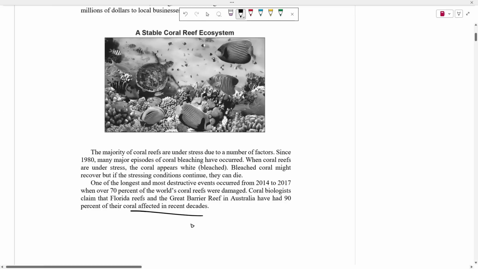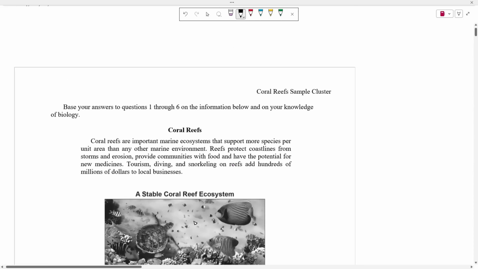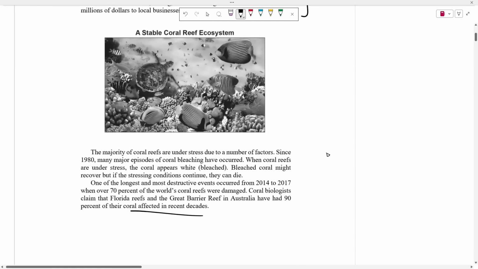So here you can really see what they mean by a storyline, right? This exam follows a storyline fashion because, again, this is telling us a story about coral reefs. We had an introduction to them here, and now we have a problem that the coral reefs are facing, right?